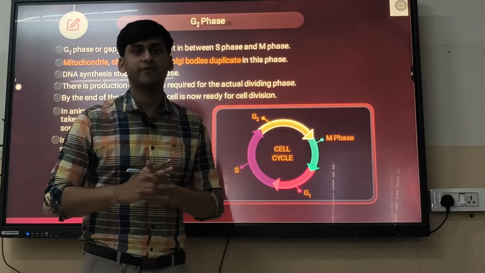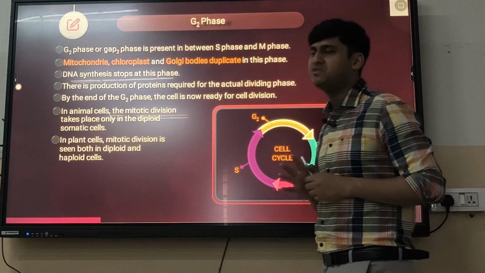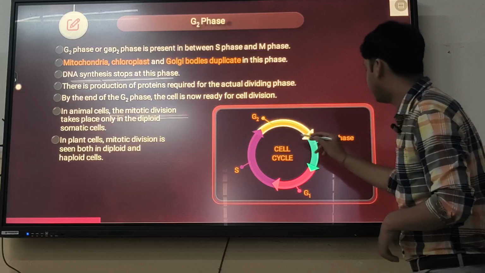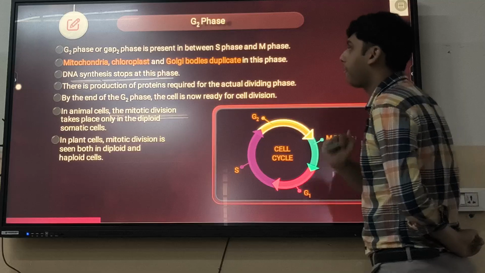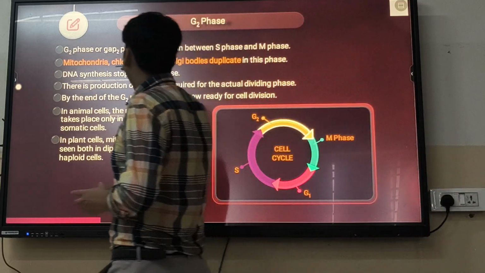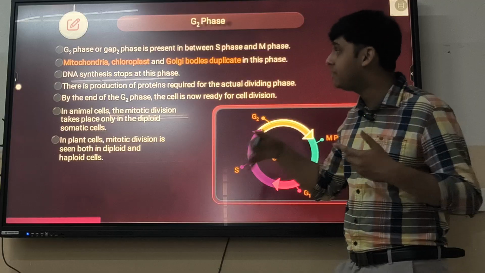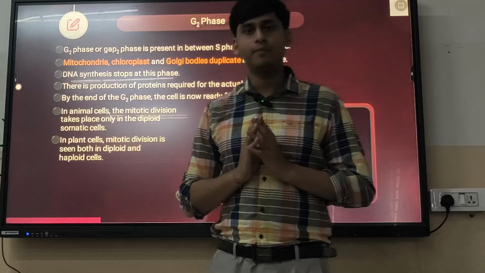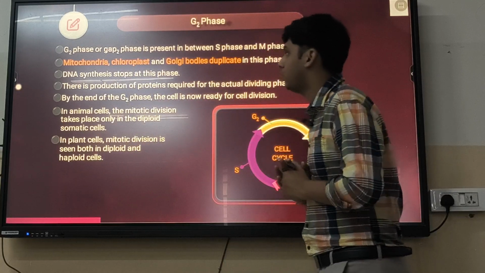Okay, now the last phase, the G2 phase. What happens in G2 phase is similar to the G1 phase. Gap 2 phase is present between S phase and M phase. See, it is between the S phase and the M phase, the G2 phase. Okay, so the mitochondria, the cell organelles, what I was telling previously, the mitochondria, the chloroplast, the Golgi bodies, every one of them duplicate, means double in number. Why? Because from one parent cell, 2 daughter cells will be produced, and these duplicated organelles will go to the respective daughter cells. Okay.